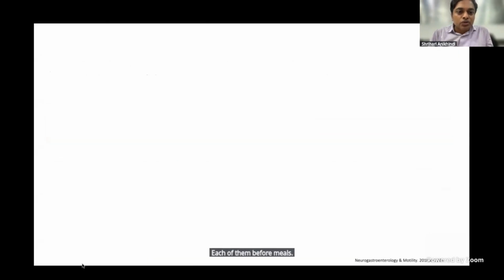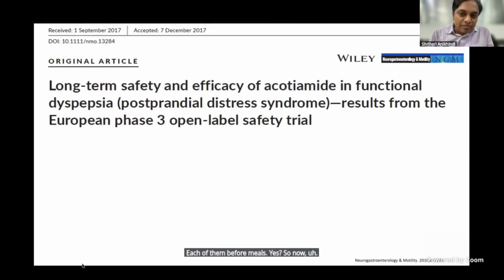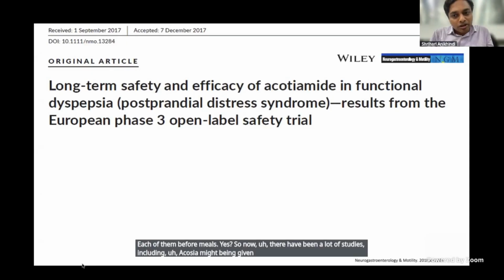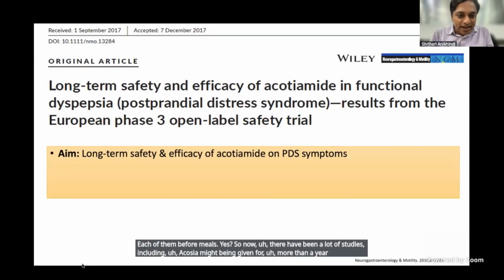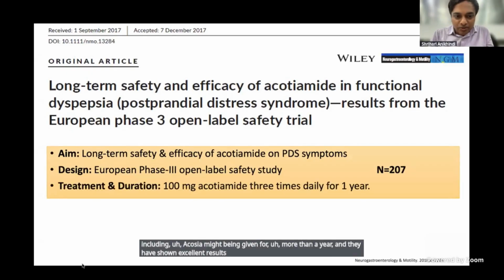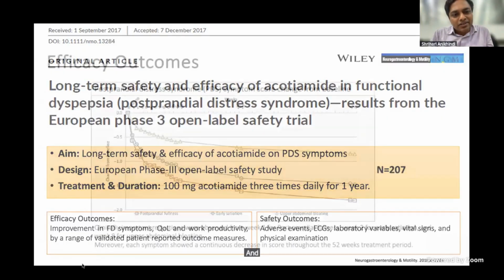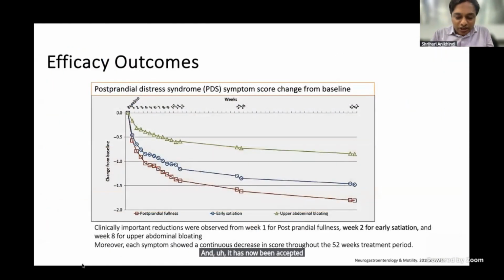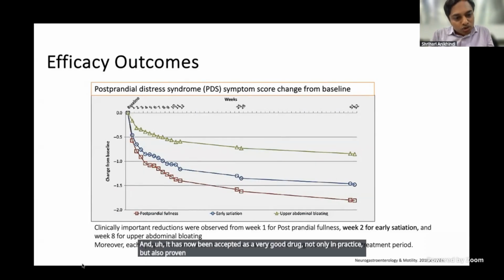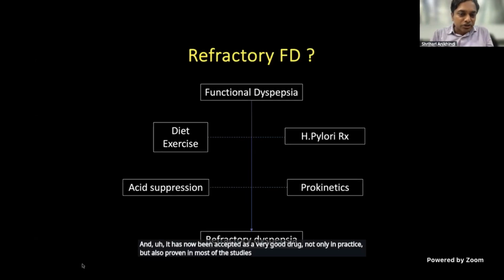Yes. So now there have been a lot of studies, including acotiamide being given for more than a year, and they have shown excellent results. Long-term safety and efficacy profiles are excellent, and it has now been accepted as a very good drug, not only in practice but also proven in most of the studies in the literature, right?